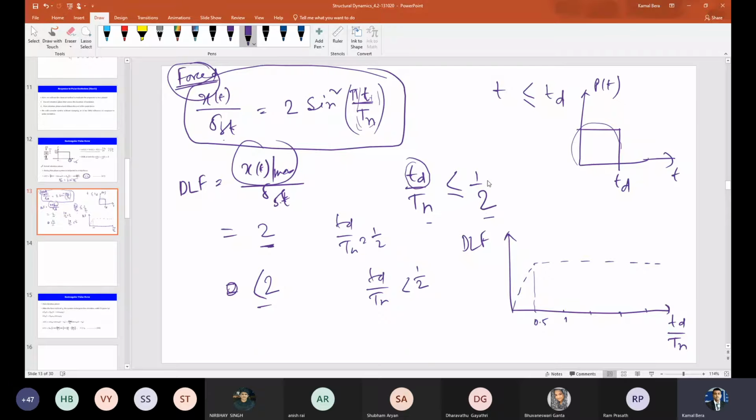So, is this plot correct to you? 1, 1.5, 2, right? If I just want to plot DLF versus Td by Tn, can I plot this? Force regime or whatever. This value is 2 obviously. This plot is clear, right? Or any issue still? You just told, if Td by Tn is less than half, then it is less than 2. And usually it is starting from 0, right? If Td by Tn is 0, then it is sine 0, so it is 0. Clear? So this plot is clear.